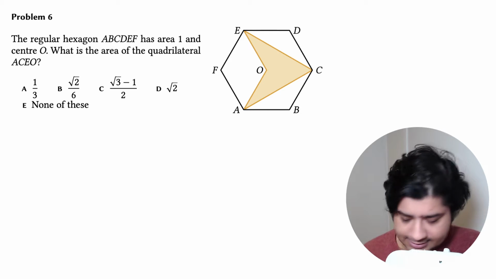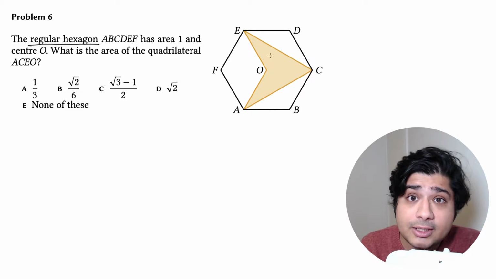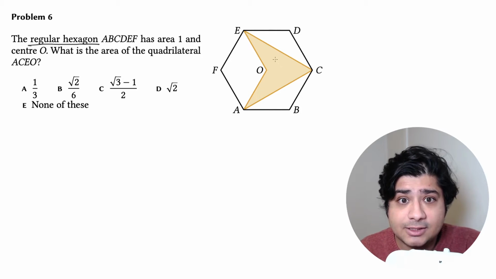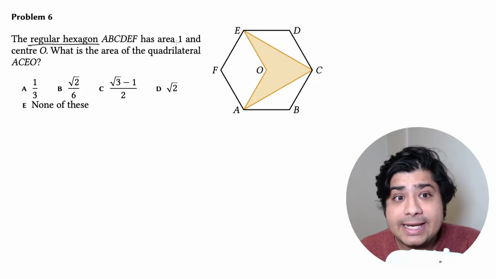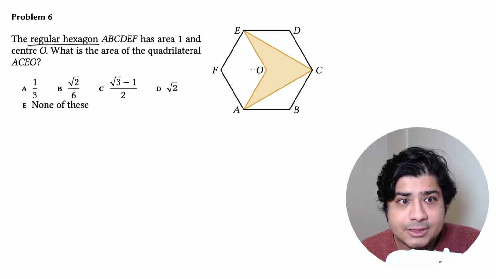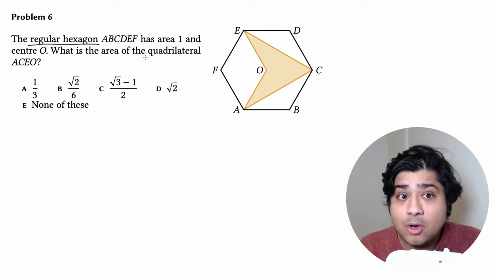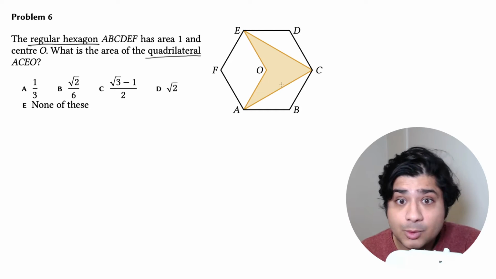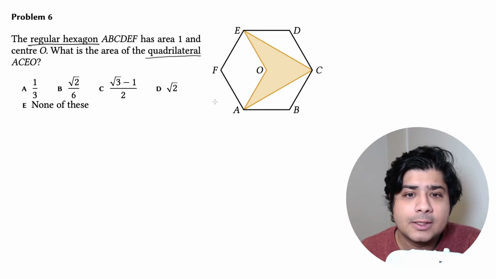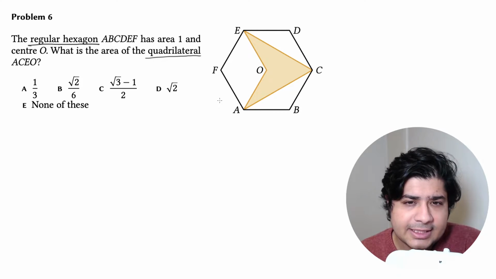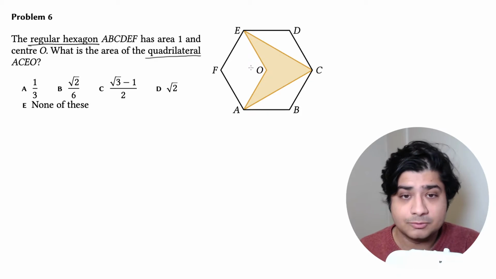So the first thing it says is that it's a regular hexagon. What does that mean? A regular hexagon means that all of the sides of the hexagon are exactly the same length. Okay, and it has area 1, and center O. And of course the quadrilateral is just a shape that has 4 different sides. In this case, this arrow-looking shape, ACEO. So based on that, I'm thinking that this is a figure that you can draw on, right?